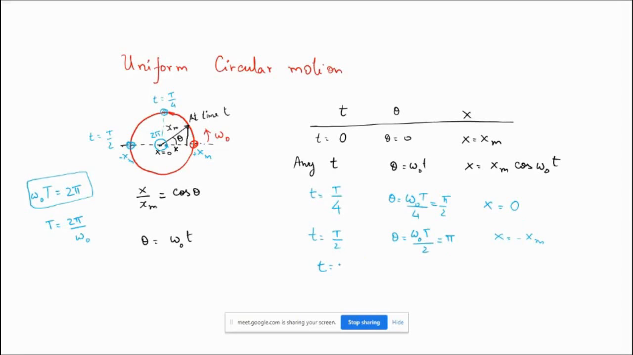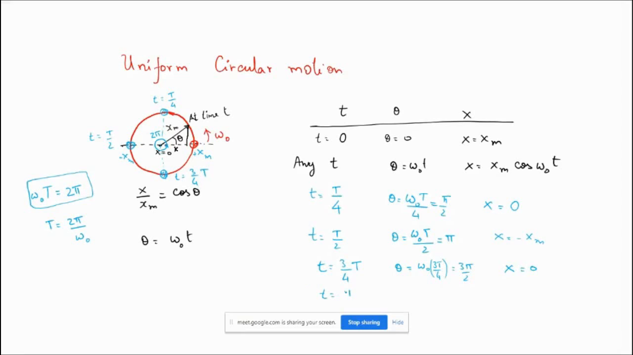Similarly, when the bead completes 3 by 4th of the rotation, it comes to this position, t equal to 3 by 4 T. So you have theta equal to omega naught 3T by 4. So it becomes 3 pi by 2, that is 270 degrees. The corresponding x value would be 0, which is also evident from this projection. Okay, x value would be 0.